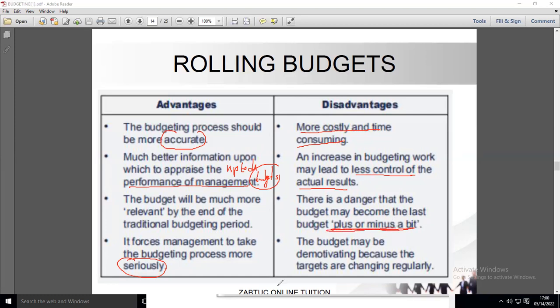That's a human problem. The budget may be demotivating because the targets are changing regularly. It's like you're ever shifting the goalpost. People see you budgeting every time and giving them new targets. Maybe that may demotivate them.